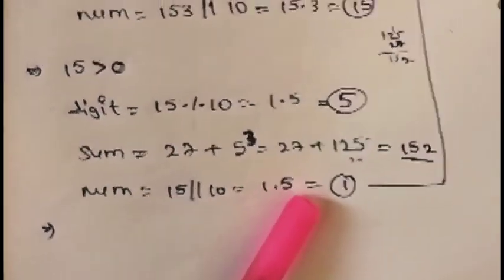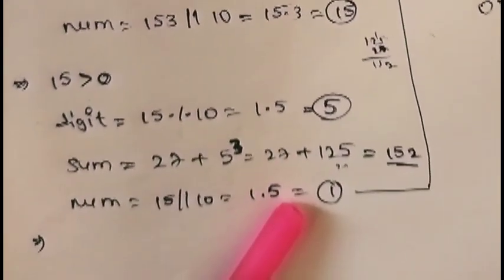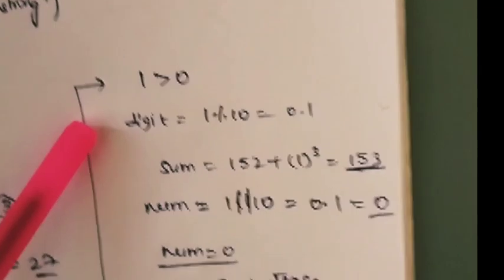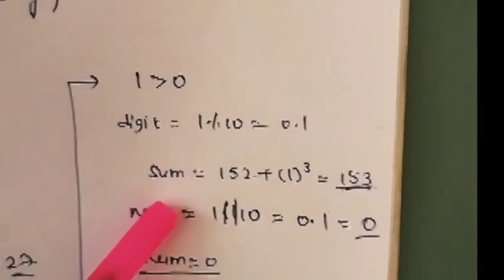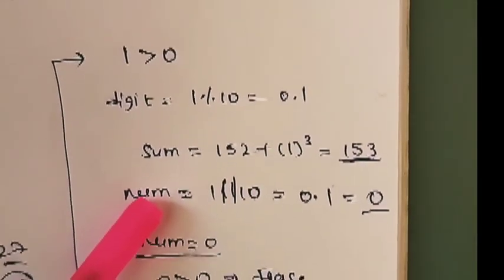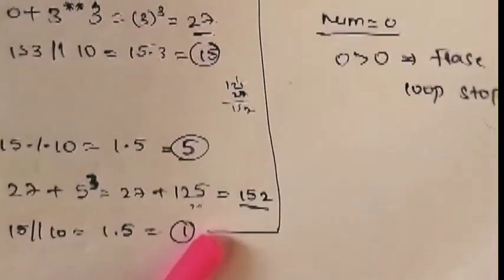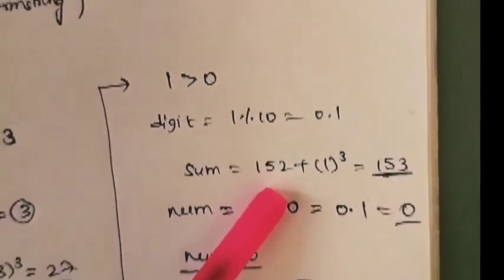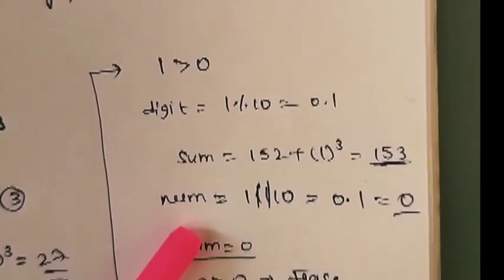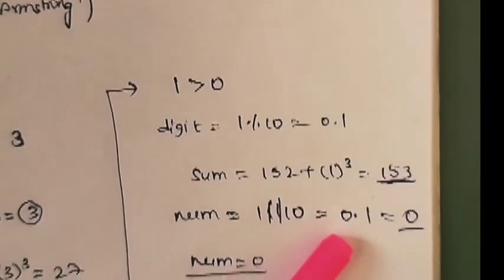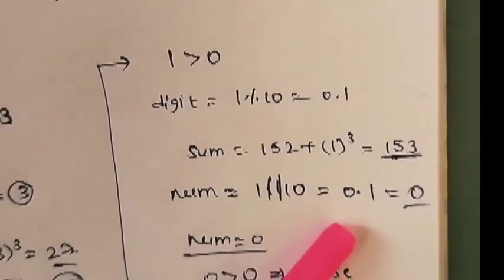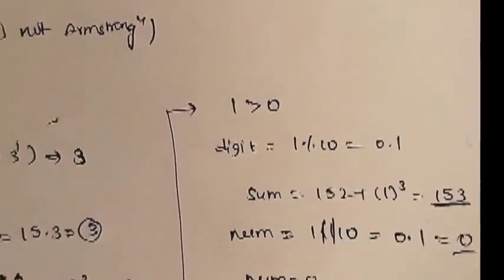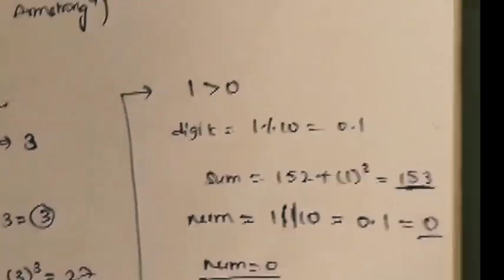15 floor 10, you will get 1.5, where floor always returns the digit before the decimal point. From this you will get 1, where again 1 is greater than 0, and digit is equal to 1 modulo 10. From this you will get 1, where sum is updated from here, sum is equal to 152, and 152 plus 1 cube is nothing but 1, so from this sum you will get 153, and num is equal to 1 floor 10, you will get 0.1. Floor always returns the digit before the decimal point. From this you will get 0, where 0 greater than 0 is false, and the loop stops here.